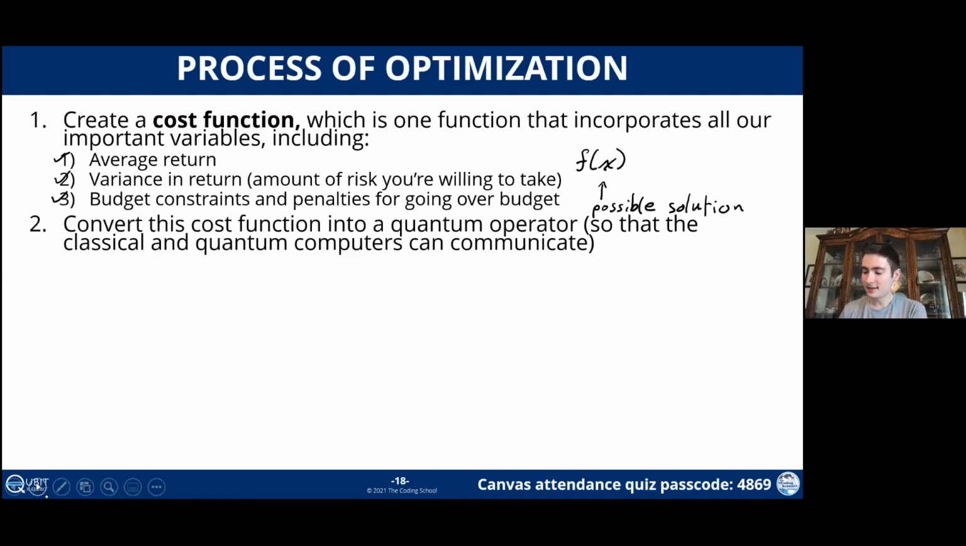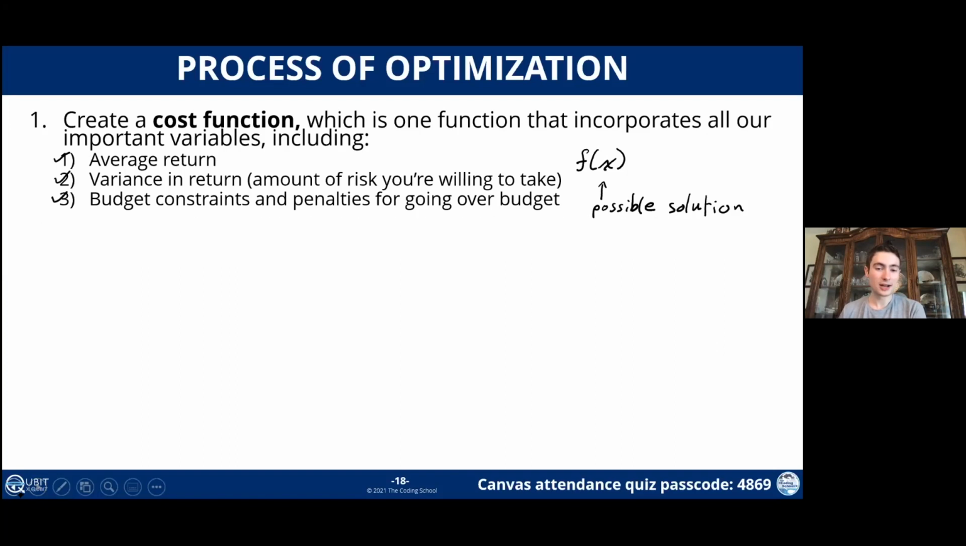And with that said, the goal of the optimization process is then to minimize this cost function, right? You could do it to minimize or to maximize, it doesn't really matter. But usually you design your cost function so that a lower value means a better solution, okay?